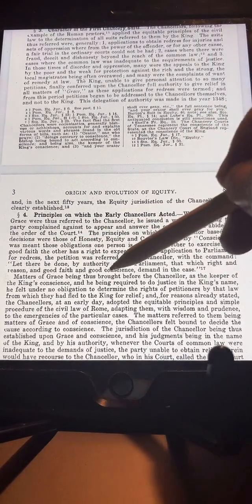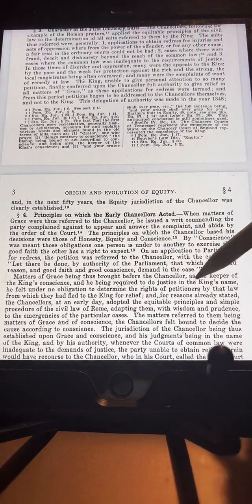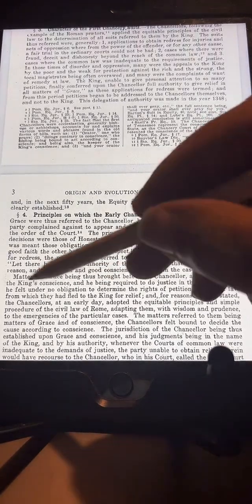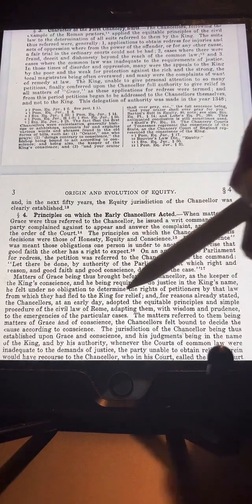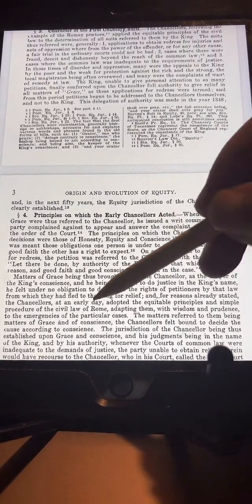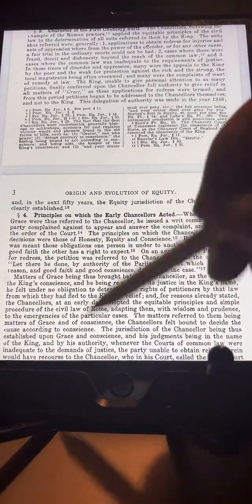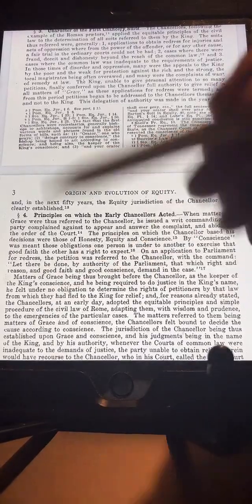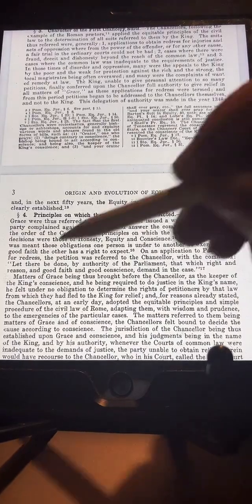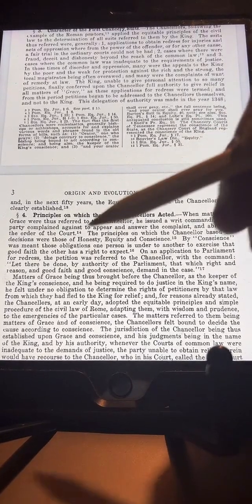Matters of grace being thus brought before the Chancellor as the keeper of the king's conscience, and he being required to do justice in the king's name, he felt under no obligation to determine the rights of the petitioners by the law from which they had fled to the king for relief. See, when the law is out of order, you go to the king. Now, when you're acting sovereign, you're acting who? As king. Right? So when you're acting as king, you're acting as the authority, which is why you have to have the trust set up, because the king operates from the trust standpoint, which brings you into your courts of equity. But you have to learn how to express yourself as the sovereign, as the living man, as the one that is under their own jurisdiction.